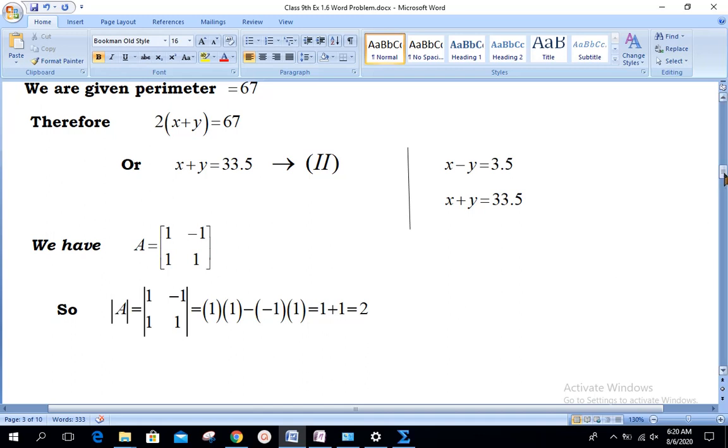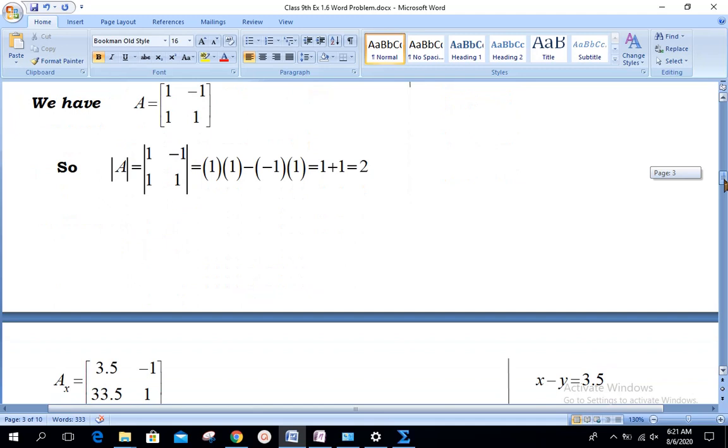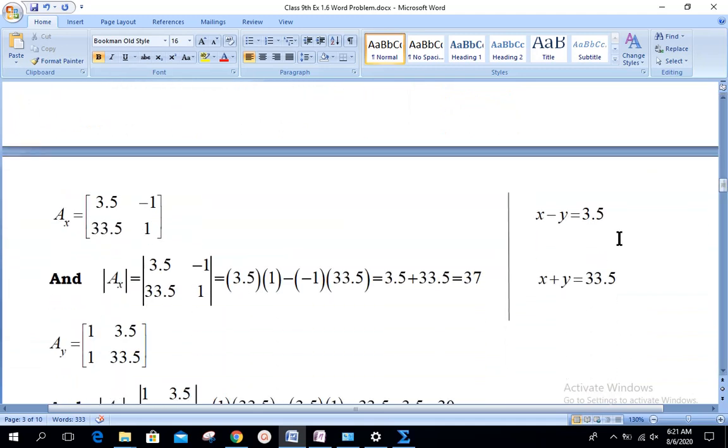Now the next job is to calculate AX and then AY. For your easiness, I have written the equations once again. And you know the pattern, the right hand side column will take the place of the first column for AX and the second column for AY. Both are well clear. You have practiced already this method named Cramer's rule. So we have AX in row order as 3.5, minus 1, 33.5, 1. We calculate the determinant. Applying the order of determinant, we find the answer as 37.